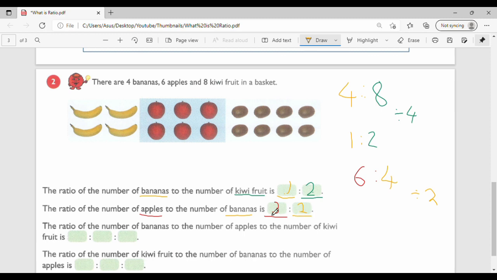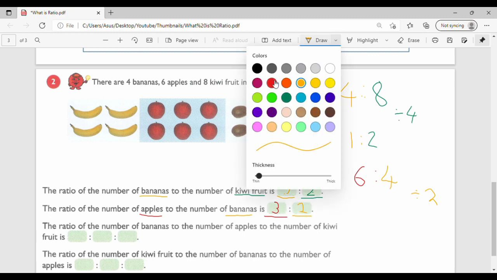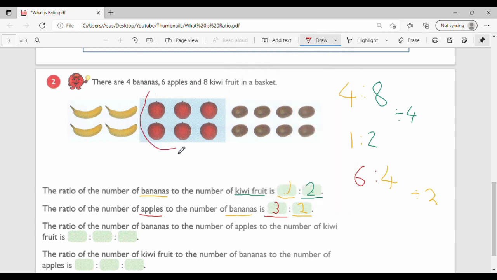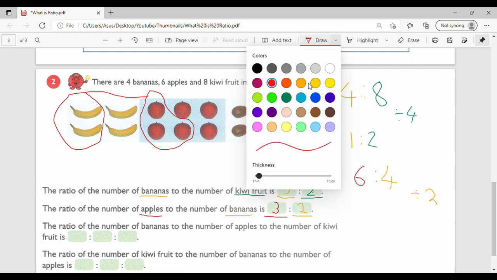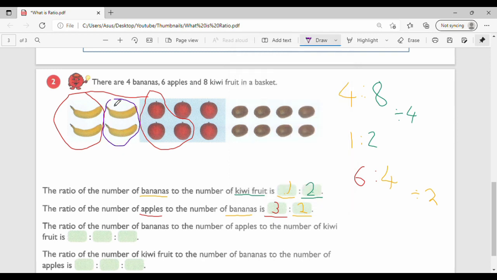So we've got 3 to 2. As you can see here, we've got 3 apples for every 2 bananas that we have. If I had the other 2 bananas to the 3 apples, look, both of the sets of fruit are full. So for every 2 bananas I have 3 apples. Alright, let's go through the last few questions.